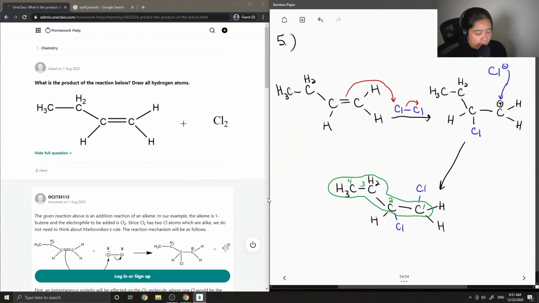Okay, so again, we have that 4-carbon chain. And then to show which carbons the chlorines are on, it would just be carbon 1, carbon 2. And then to show that there are 2 chlorines, we would use the prefix di. And then chloro. And then our parent chain is 4 carbons, so it is butane.